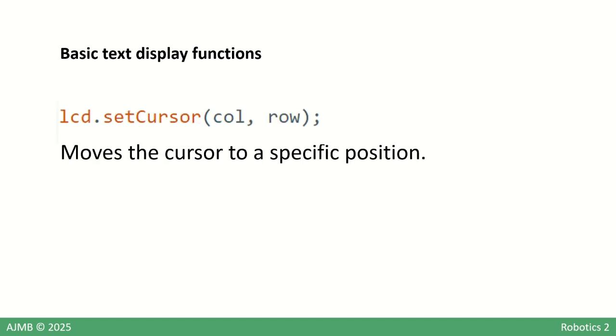The second one is usually used with the LCD.print function. It's the LCD.setCursor function. This will allow you to specify in which column or row you want to put your text, or where you want it to start appearing. That's why inside the parentheses you have two parameters. The first one is the column, and the second one is the row, so that you can specify the position.